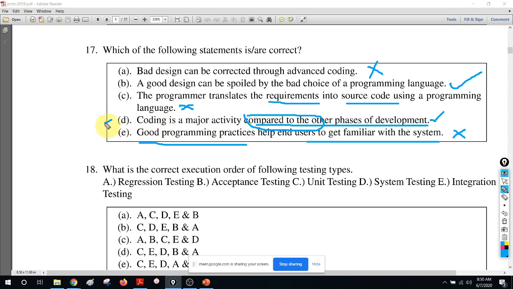Yes, so this is wrong because we can't say coding is a major activity compared to other phases. It implies that other phases are not that important, right? So yes, the answer is only B, right? The answer is only B. I just lost this part when I read the answer. Okay, right. So let's move on to 18.